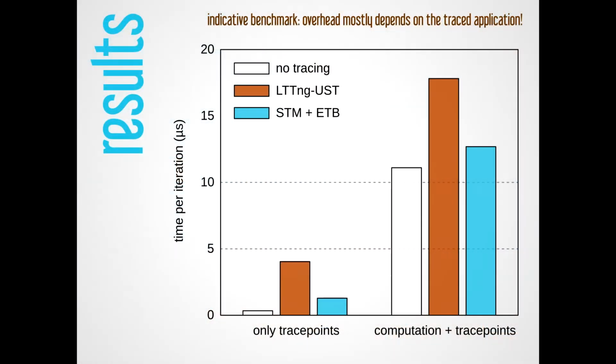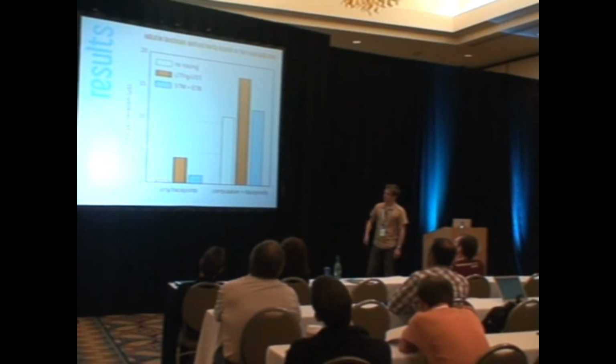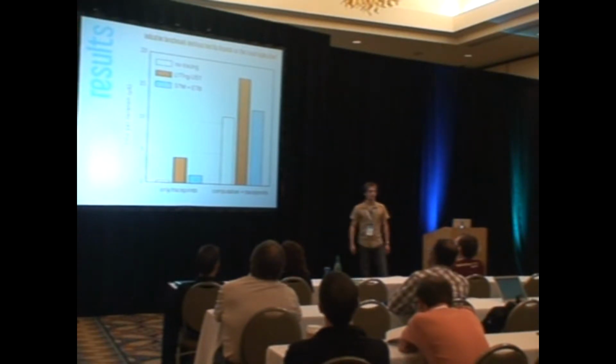And here are the results, what we get in terms of performance. Here you see a comparison between a program traced, another one traced with LTTng, and another one traced with hardware using STM and ETB. It shows the time spent per trace point. The first benchmark is just a loop running trace points, just to see the overhead of one trace point. And the other one adds a lot of computation just to simulate a real program.